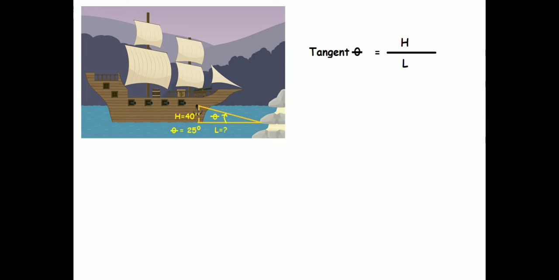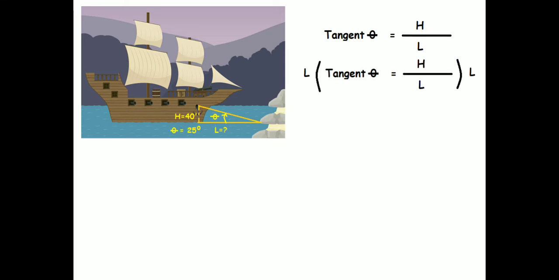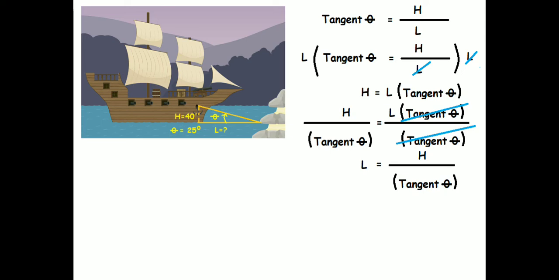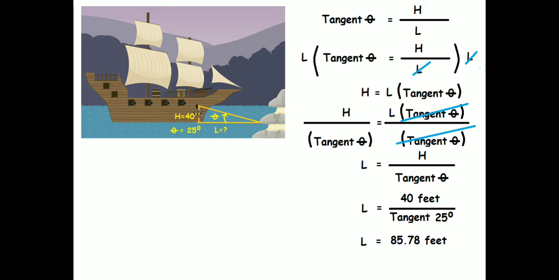The equation will be tangent theta is equal to the height of the anchor represented by h over the distance of the ship from the shore represented by L. To find the equation of L, multiply both sides by L, then divide both sides by tangent theta. The equation will now become L is equal to h over tangent theta. Since the height of the hanging anchor is 40 feet above the sea level with an angle of elevation of 25 degrees, the distance of the ship from the shore is equal to 85.78 feet.